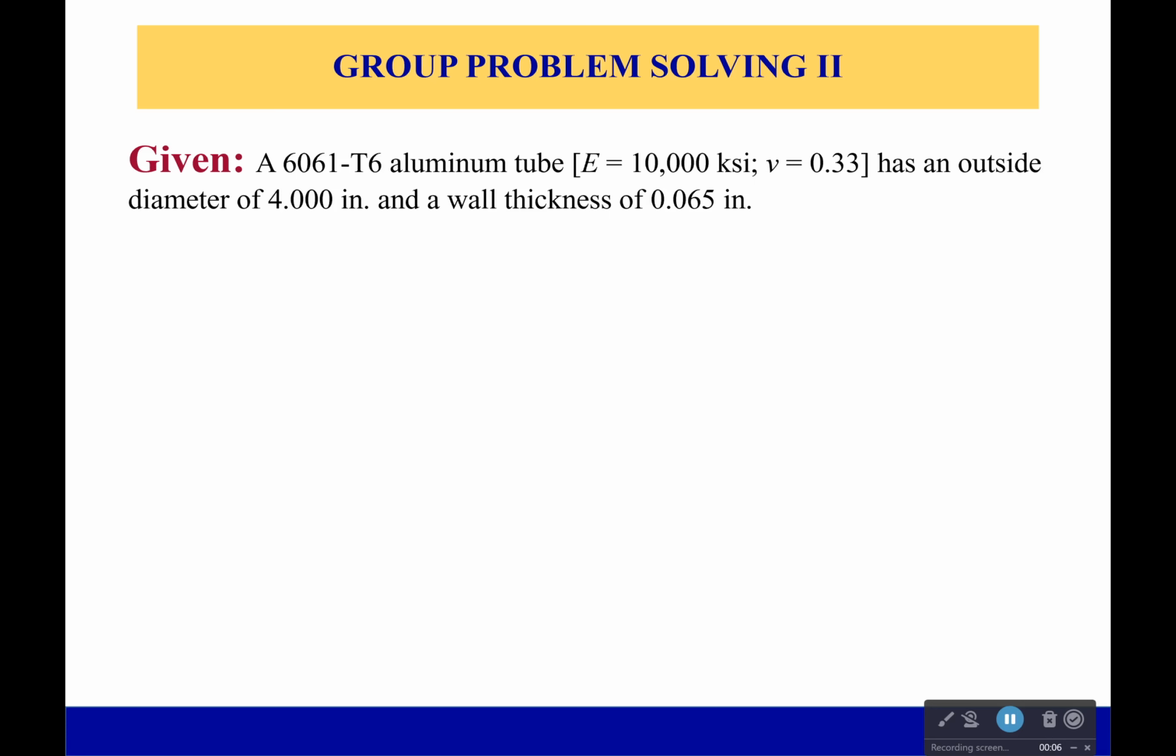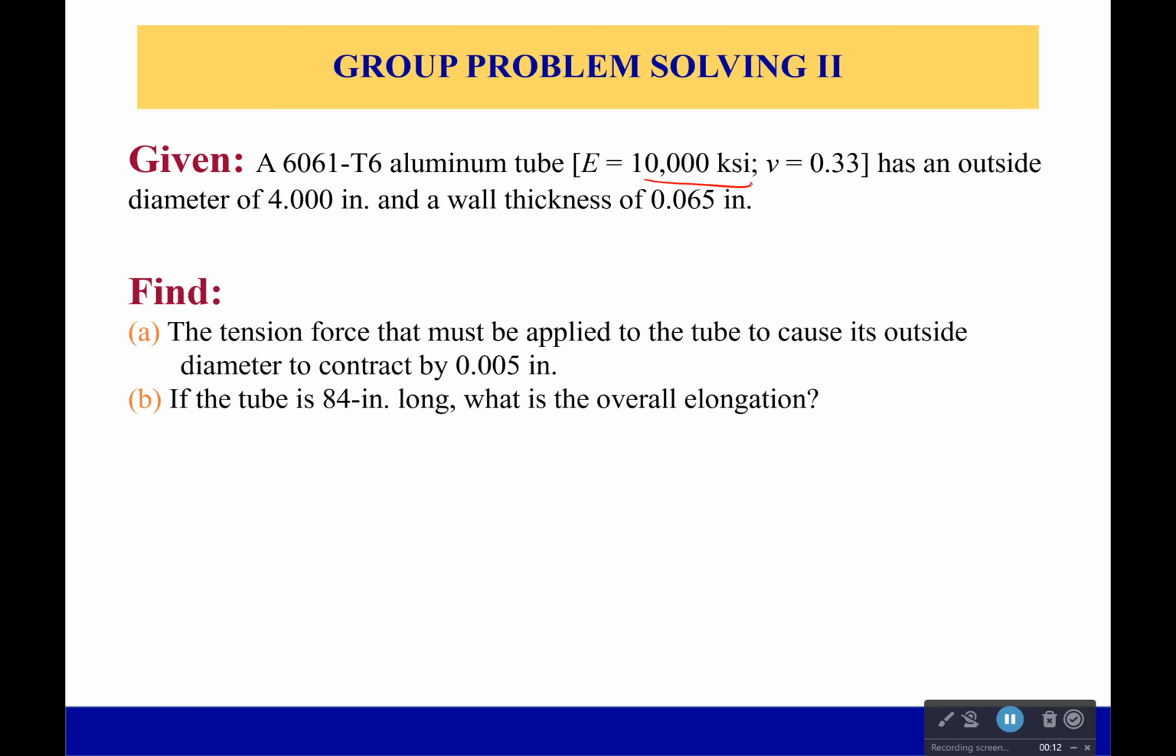What we have is a 6061 T6 aluminum tube with a modulus of elasticity of 10,000 KSI and a Poisson's ratio of 0.33. You're like, what? Yes, it gave us Poisson's ratio this time. Now it has an outside diameter of 4 inches and a wall thickness of 0.065 inches. So from this, you should be able to guess that, yes, this is a hollow tube.